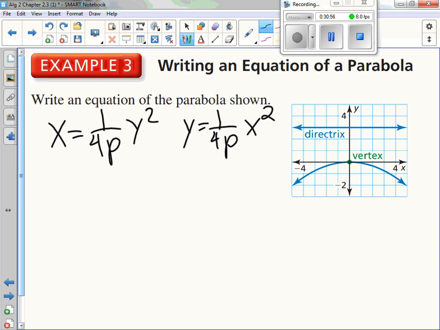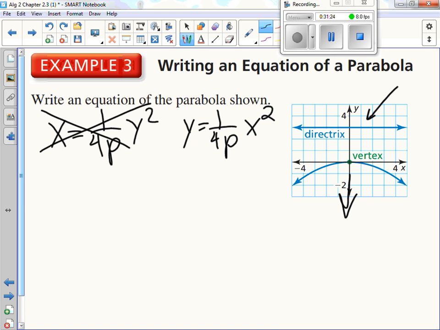Well, this here is opening up or down, left or right. It's opening which way? Down, isn't it? It's opening down. Well, which one of our two general equations opens down? The one with x squared, isn't it? So that means the one with y squared is not the one we want. We're going to be dealing with the one with x squared.